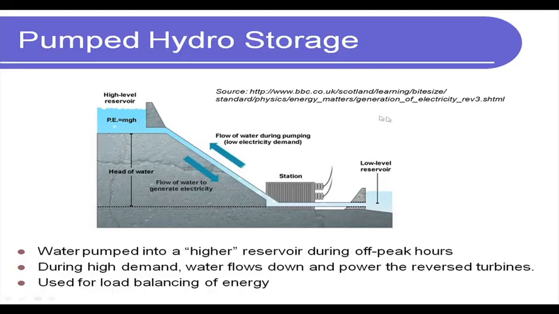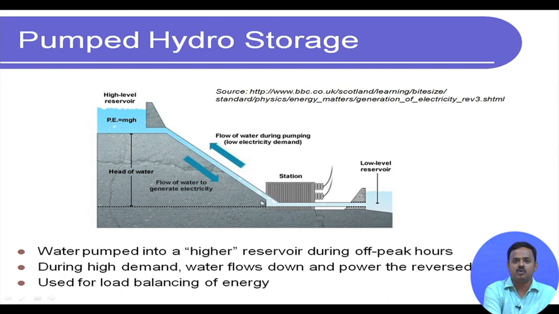As we saw with pumped hydro storage, we have two reservoirs at different elevations. One is at the lower level and the other reservoir is at a higher level, maybe at the top of a cliff. During off peak hours, let us say during night time, when the demand is low and the supply is higher than what I require, the additional electricity which is generated is used to run a pump which pumps the liquid, in this case water, up from the lower reservoir to the upper reservoir. By this means the water gains potential energy.